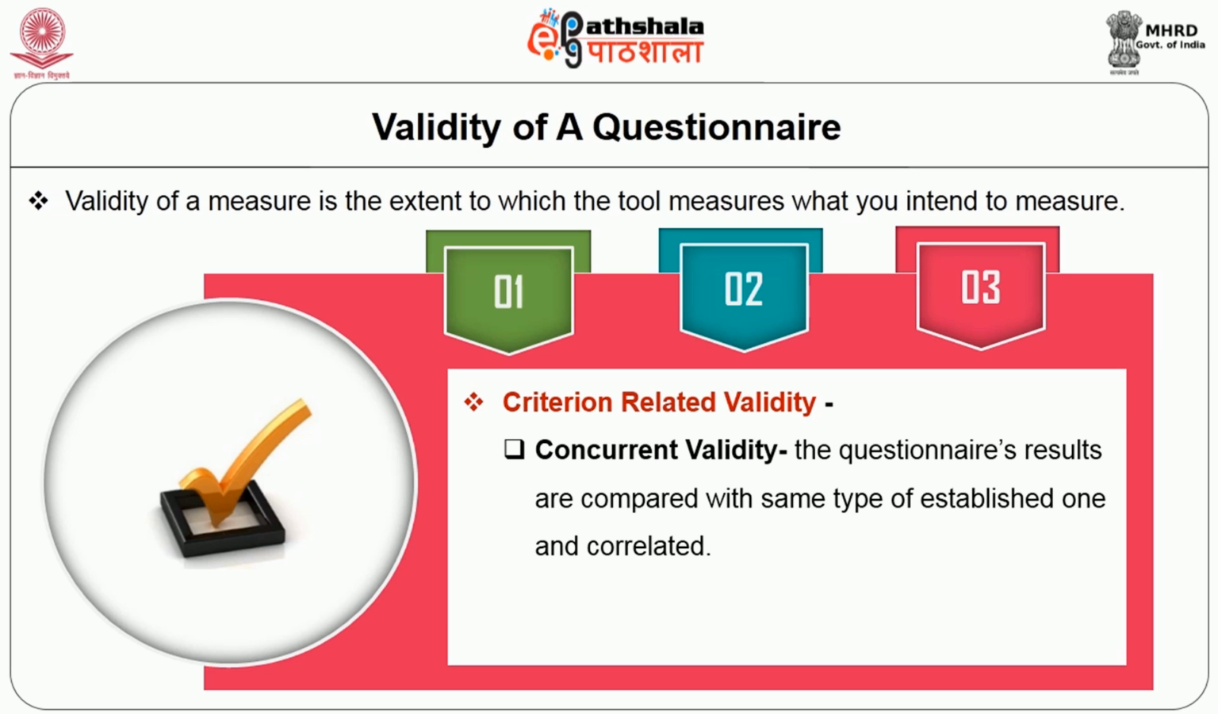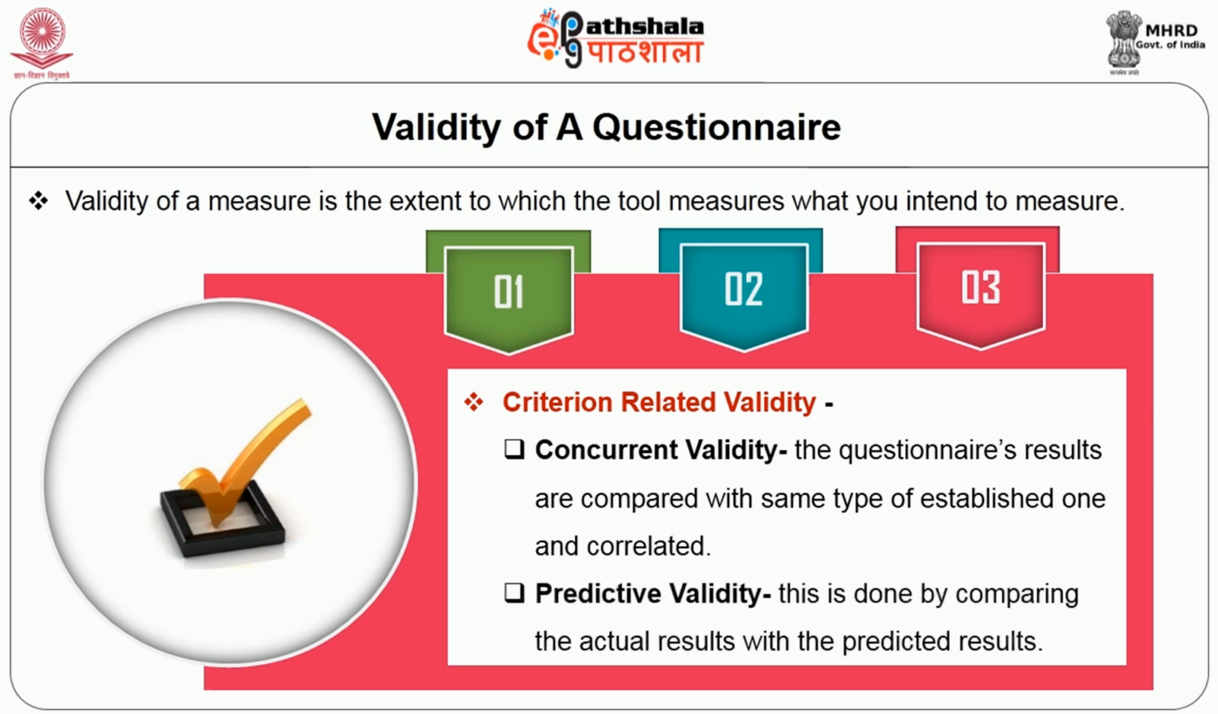The concurrent validity testing tests the questionnaire's results by comparing them with the same type of established one or correlating them. The predictive validity is done by comparing the actual result with the predicted result.